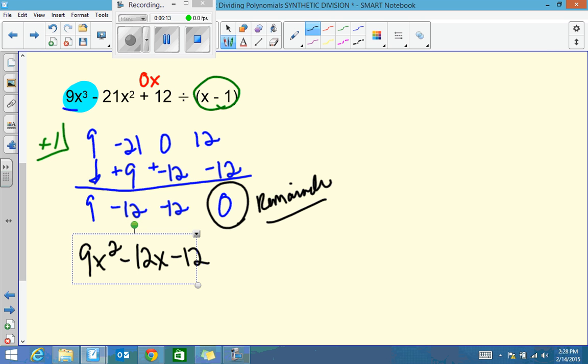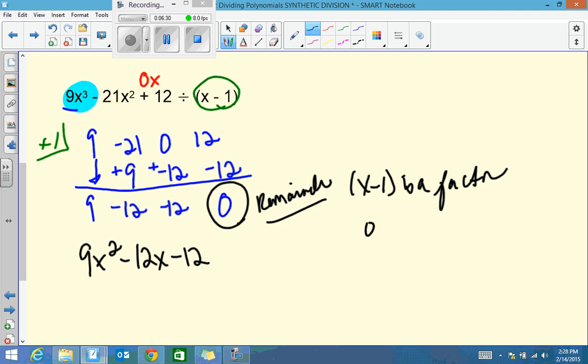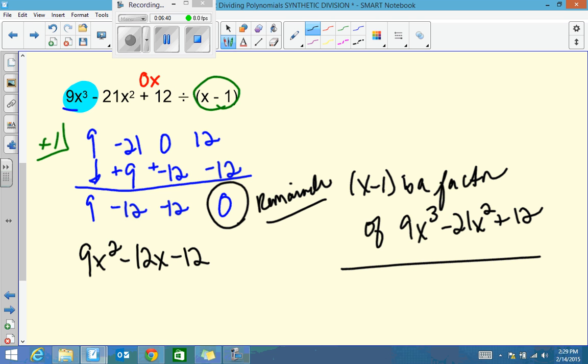Your remainder won't always be 0, but when it is, it means the same thing as it did in long division: if it's a remainder of 0, then x minus 1 is a factor of the equation we started with, 9x to the third minus 21x squared plus 12. Okay, so same result when you have a remainder of 0.